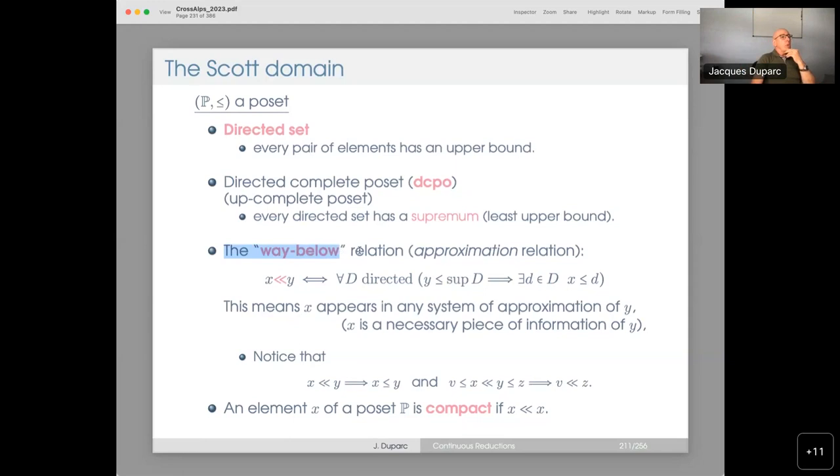This way below relation, known as the approximation relation, is a bit tricky. It's written like this: X is way below Y. It means for all directed sets D such that Y is below the supremum of D, there exists an element d inside your directed set such that X is less or equal than d. The idea is that X appears in any system of approximations of Y, or X is a necessary piece of information of Y, right? If X is way below Y, you know for sure that X is below Y, and if V is below X, which is way below Y, which is below Z, then V is way below Z. I would like to concentrate, instead of looking directly at this way below relation, on this notion.